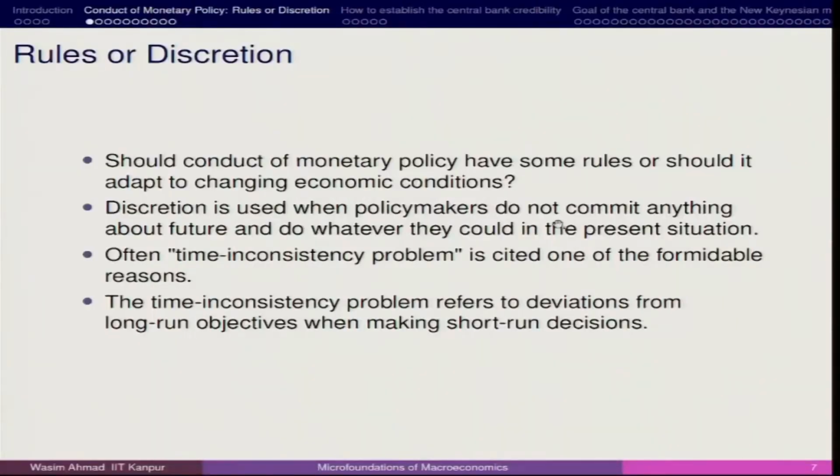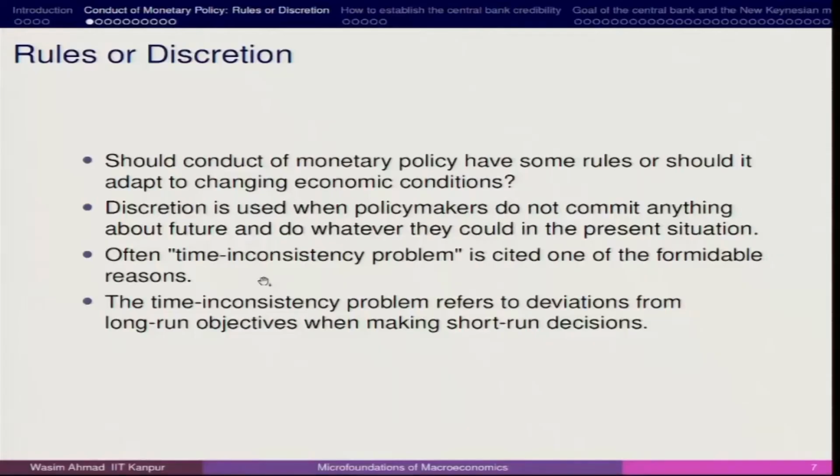Here, discretion is used when policymakers do not commit anything about the future and do whatever they can in the present situation. As I told you, you have a demand shock or supply shock arising instantaneously in the economy, then how do you counter that? If you are taking decisions to counter that without caring about the future, that we call discretion.